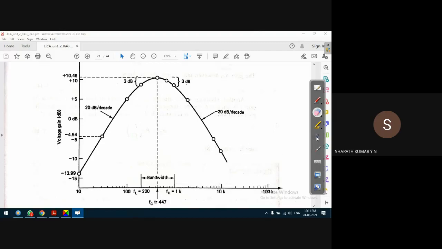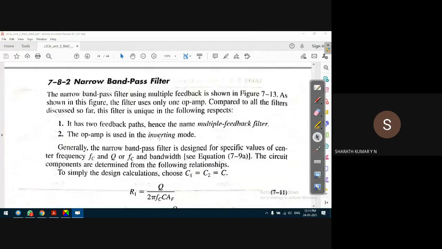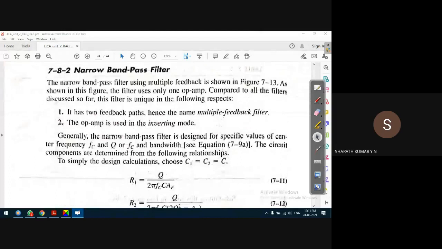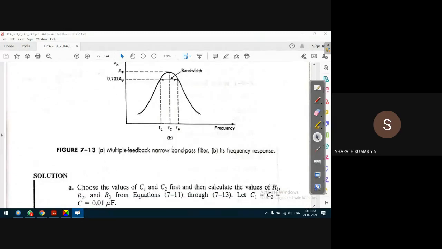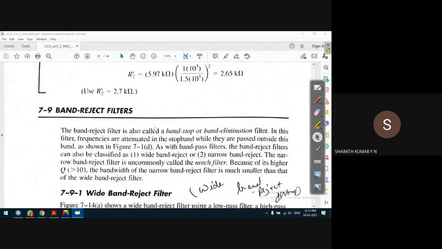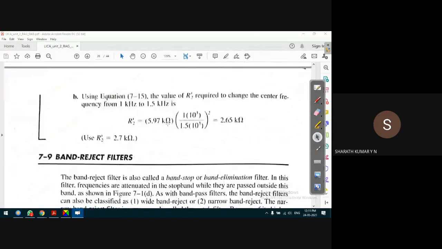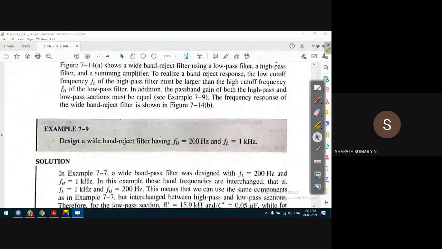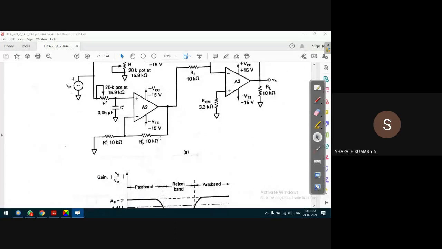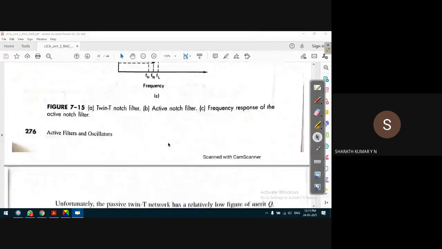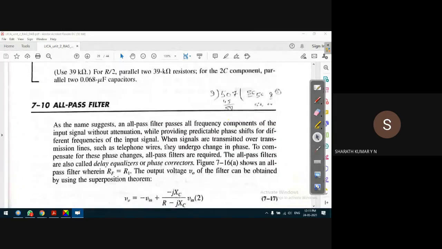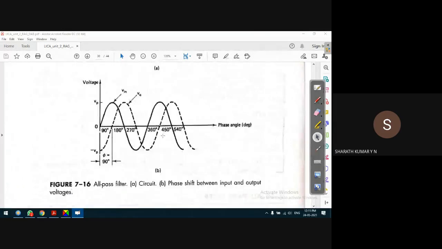So this is about the band pass filter, that is, the wide band pass filter. Next is the narrow band pass filter. This we'll take up in the next class. There are numerical problems also. In the next class we can discuss band reject filters also, and all pass filter. So we have a narrow band reject filter, and we have what is known as an all pass filter. In the next class we will try to complete the filter part.